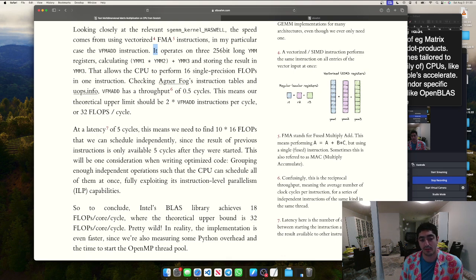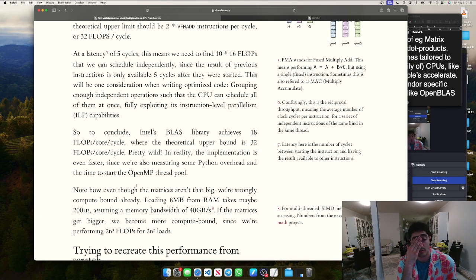Grouping enough independent operations such that the CPU can schedule all of them at once, fully exploiting its instruction level parallelism, ILP, capabilities. So to conclude, Intel's BLAS library achieves 18 flops per core per cycle, where the theoretical upper bound is 32 flops per core per cycle. Pretty well. In reality, the implementation is even faster since we are also measuring some Python over here and the time to start the OpenMP thread pool.